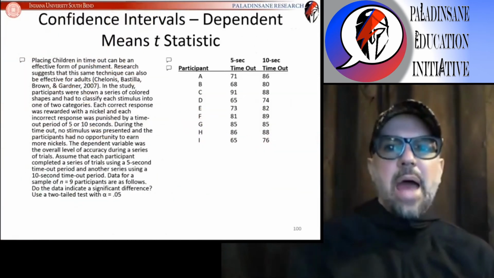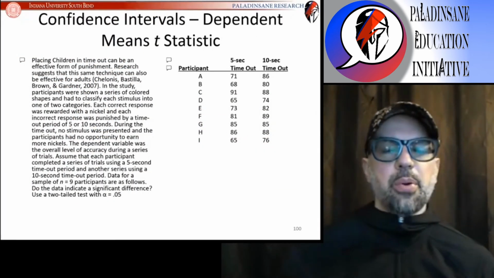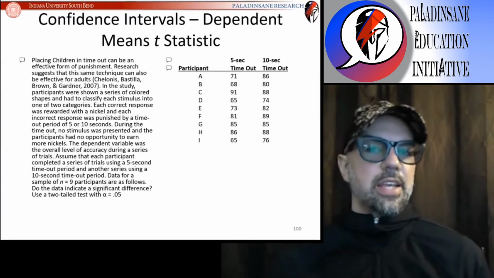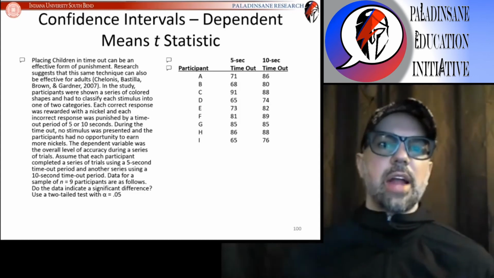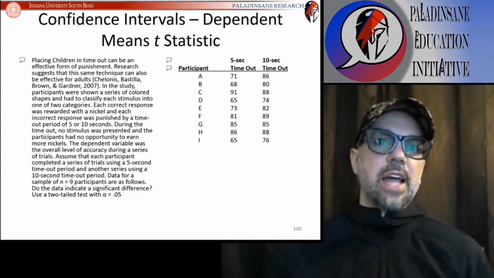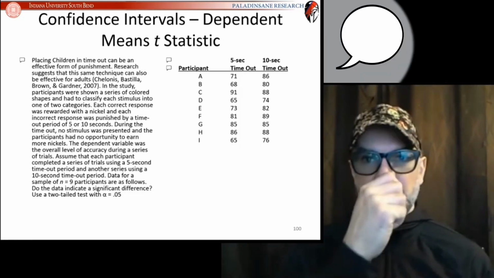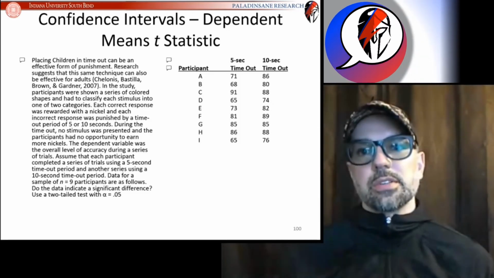So again, we go back to the original data. We go back to the original study where they put adults into a 5-second timeout condition, and then the same adults into a 10-second timeout condition and measured their accuracy in each condition. That's a dependent means t-test. So we're going to see how to use that dependent means t-test now to generate confidence intervals.